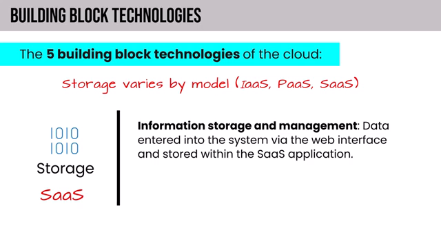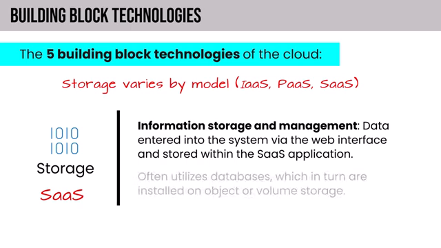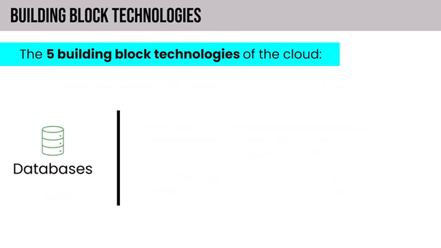There's information storage and management, so data entered into the system via the web interface and stored within the SaaS application. This often utilizes databases, which are in turn installed on object or volume storage. And when we think about software as a service, that's really just a service we use and don't think too much about the underlying infrastructure, so we'll talk about the boundaries of responsibility there in the shared responsibility model later in this video. So let's move on to databases.